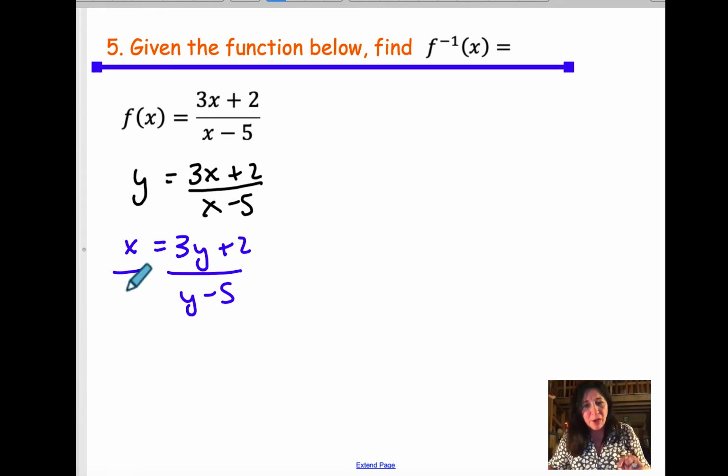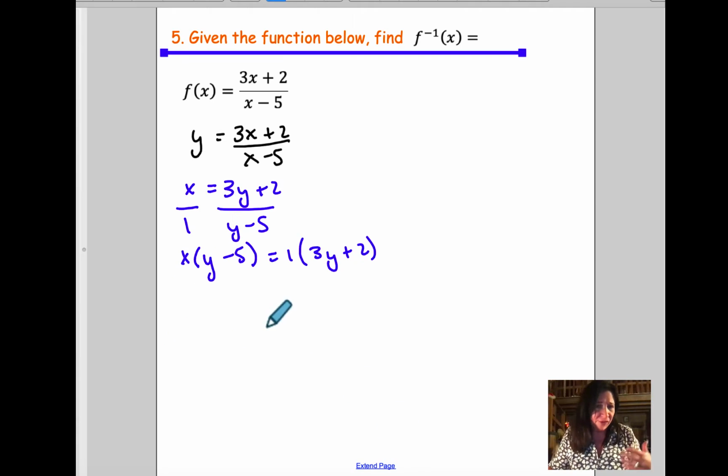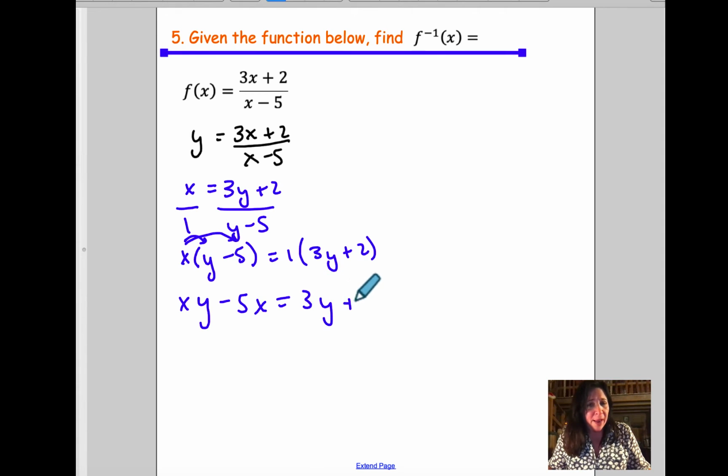Okay, now we're going to cross multiply, okay? And when I do that, I'm going to go x times the quantity y minus 5 is equal to 1 times the quantity 3y plus 2. And 1 times anything is just that value, so we don't even really need the 1 times the quantity. I'm going to distribute this x here. So I get xy minus 5x is equal to 3y plus 2.